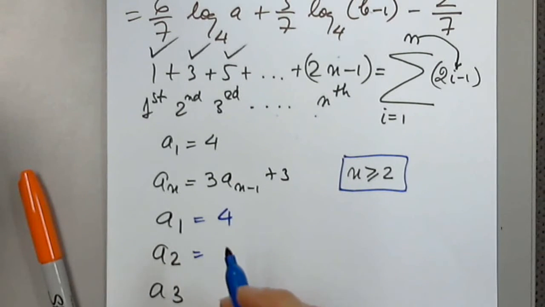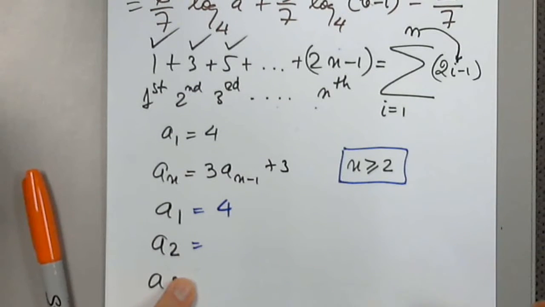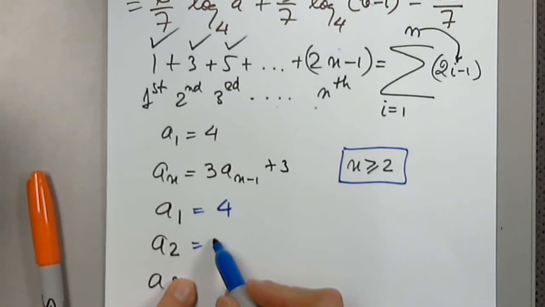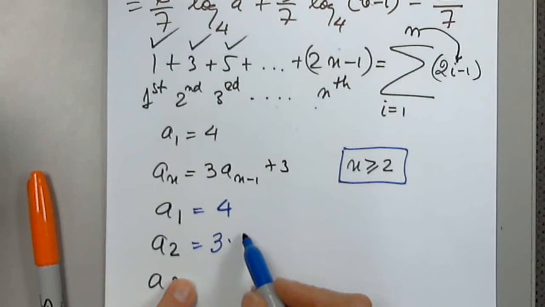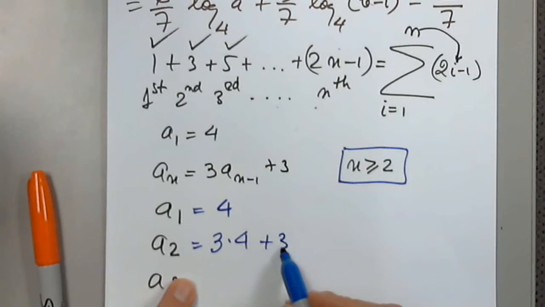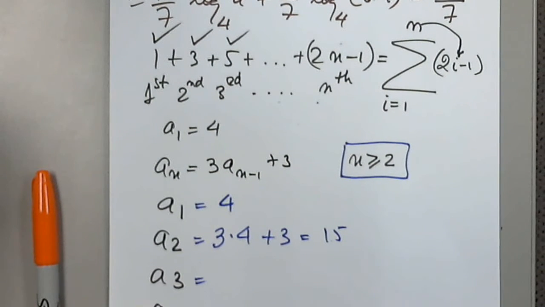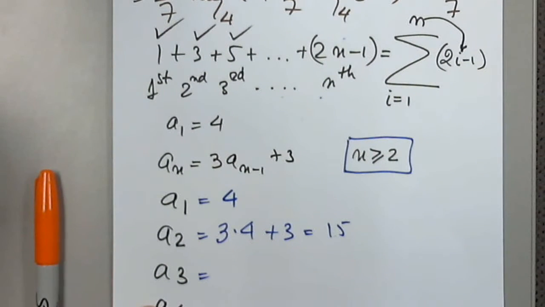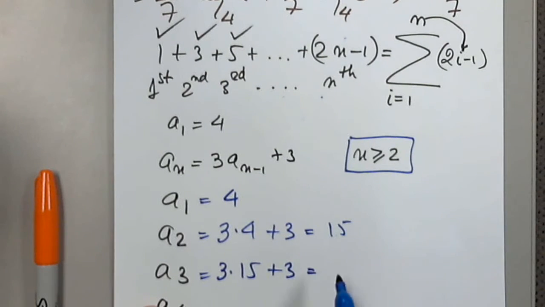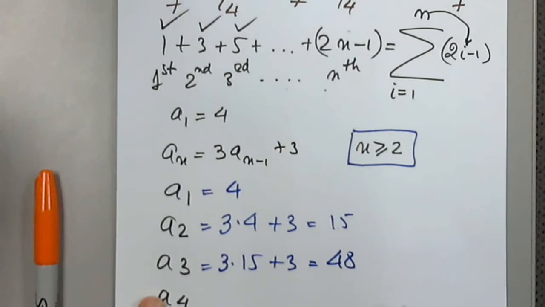Good. So now A2, remember what the formula is telling us. 3 multiplied by the previous term plus 3. Let's write it for everyone to see, and then we'll calculate it. 3 times 4 plus 3. That's 12 plus 3, 15. Perfect. Excellent. Next one. 3 times 15 plus 3. Very good. So 45 plus 3, 48.